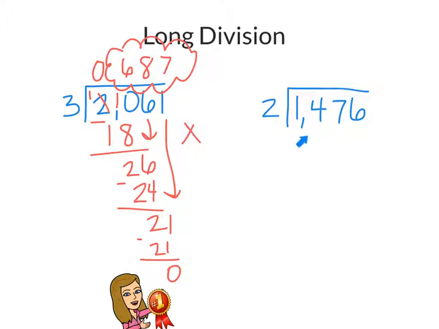This one is 1,476 divided by 2. So can 2 go into 1? Nope, already over.